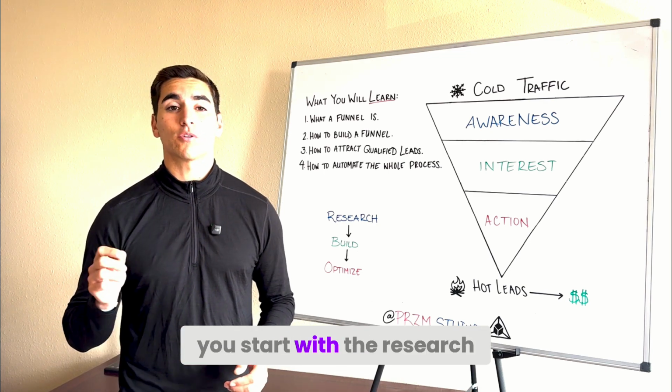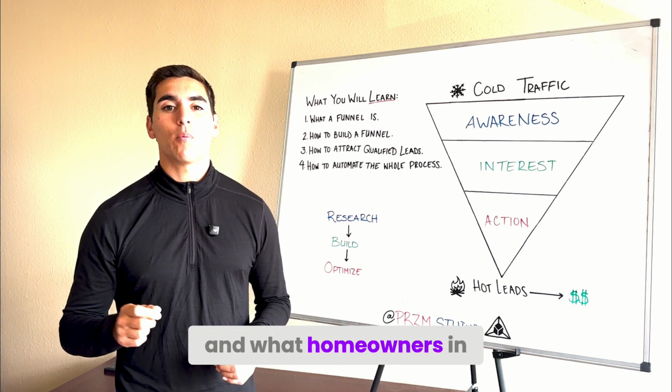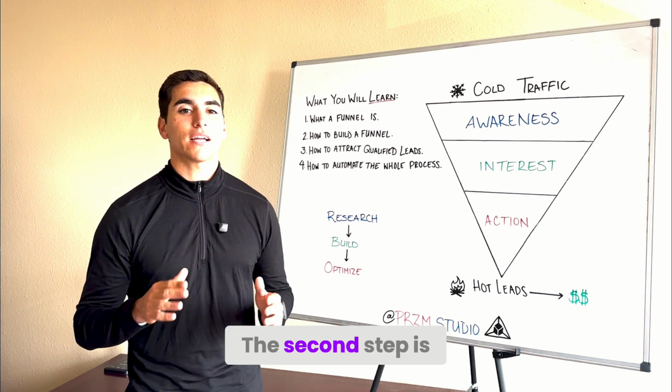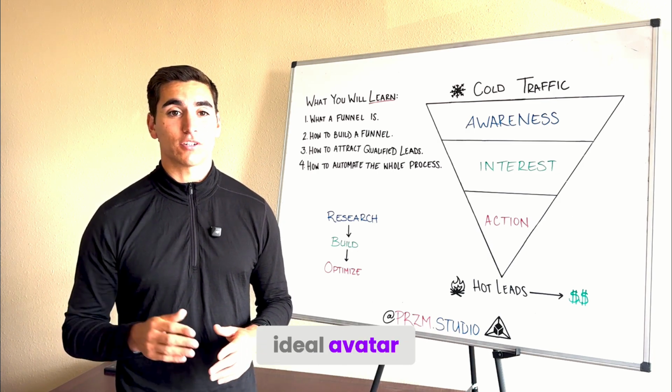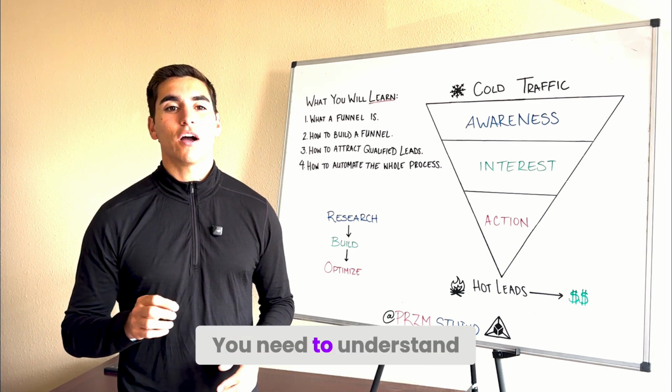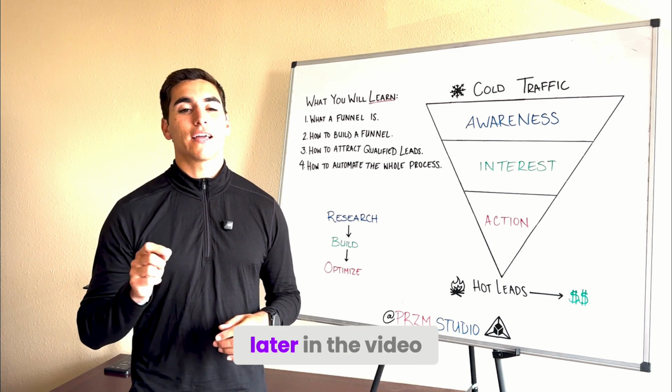Step 1, you start with the research. You study your competitors, check pricing, photos, and what homeowners in your area are searching for. The second step is to define your ideal client. This is defining your ideal avatar. This step is crucial. You need to understand your ideal client better than they know themselves. I will show you how to do this later in the video.